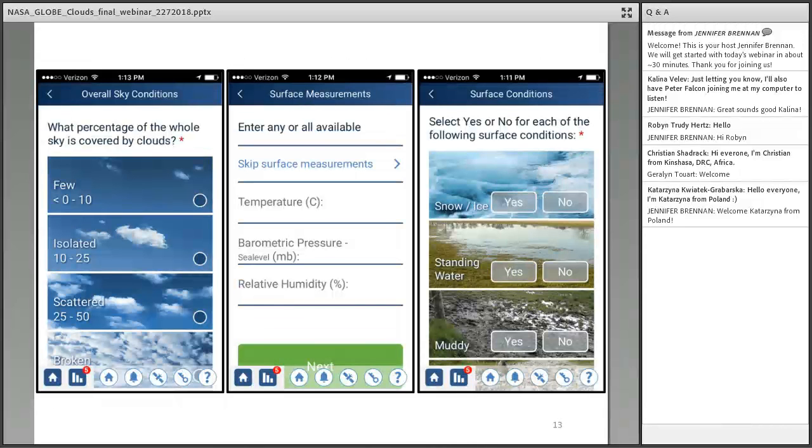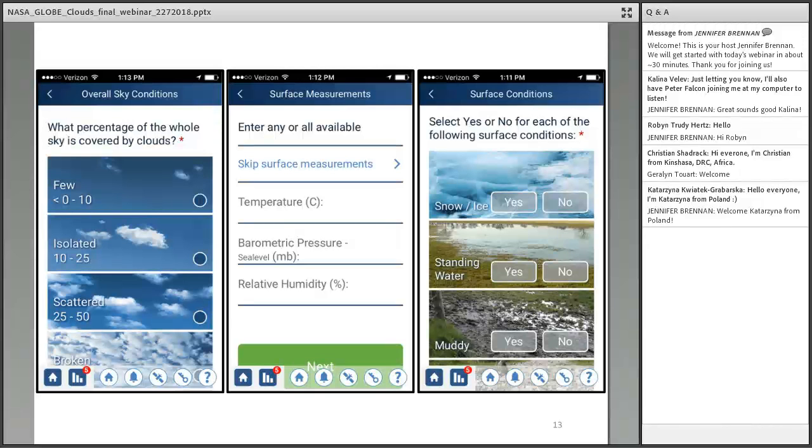If the person did see some clouds, then it walks them through the cloud type and by height. And then it also asks them for the percentage of sky covered by clouds. And if you notice, there are pictures for each one, again, to step them through their observations.